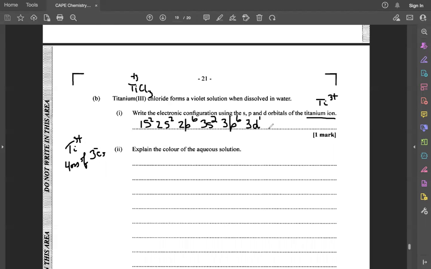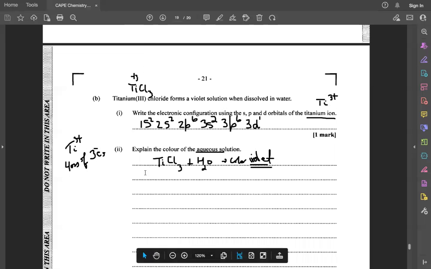And so next they're asking us to explain the color of the aqueous solution. So they're saying that when we have this chloride, so when we have TiCl3 in aqueous solution, right? So in water, that's when we see this color, a violet color, right? So that's what they're telling us in the question here, that we see the color violet in that case, right? When it's in aqueous solution, that's what we see. And the reason why we see that, so let me get a text box to write that.